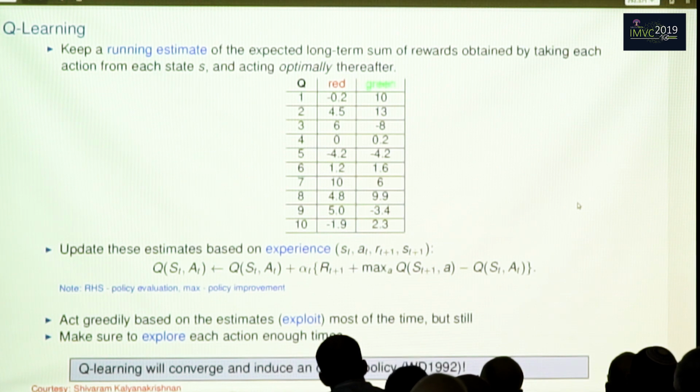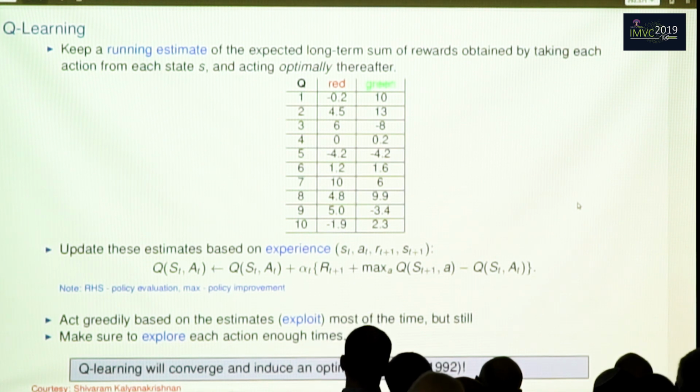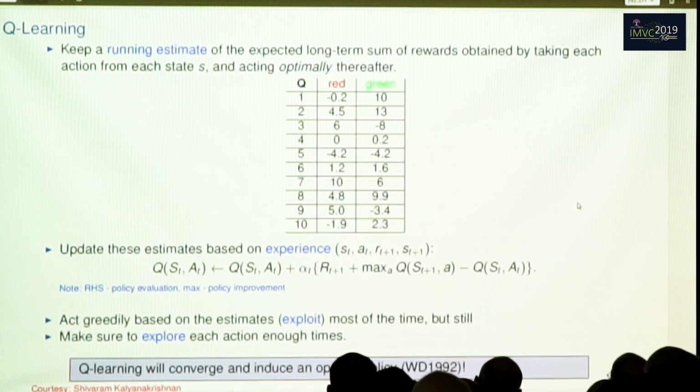And the amazing fact is that as long as a Q-learning agent acts greedily based on these estimates, meaning that at any point in time it selects the action with the highest estimated Q, and makes sure to select suboptimal actions enough times, because there might be some action it doesn't have enough data about to know their Q values. As long as it does that, under some minor conditions, Q-learning will converge and induce an optimal policy. And this was proved by Watkins and Dayan in 1992, and this in fact opened an entire research field known today as reinforcement learning.